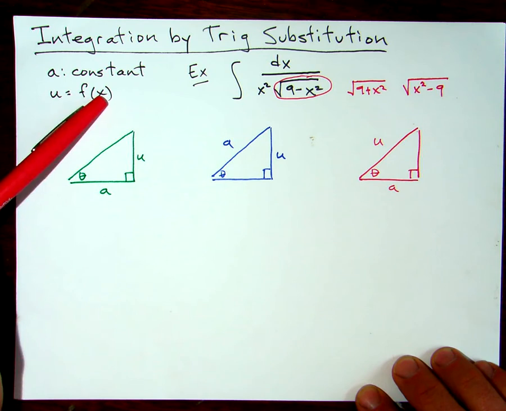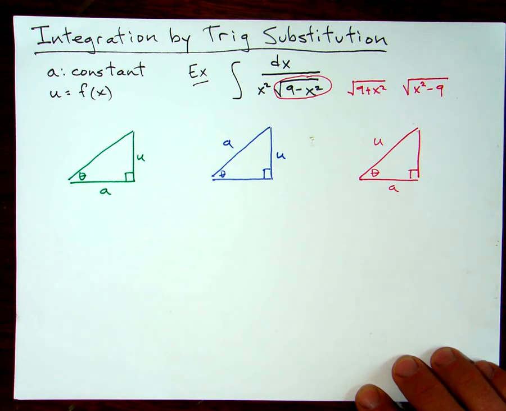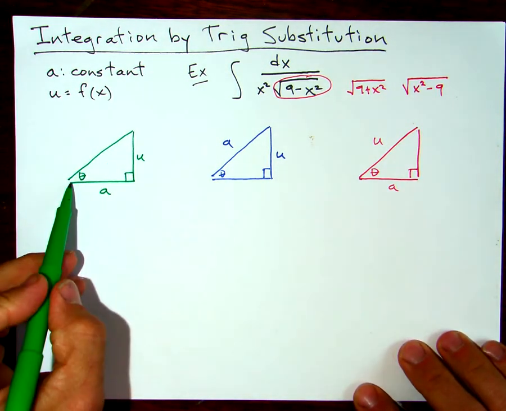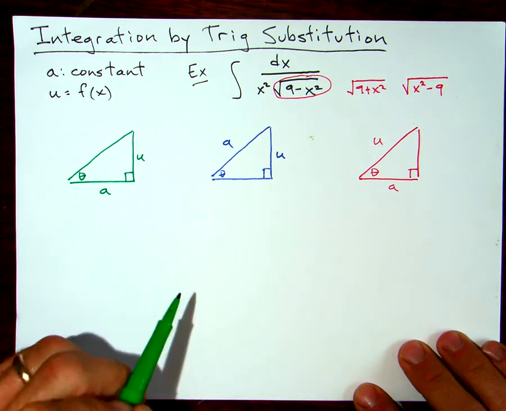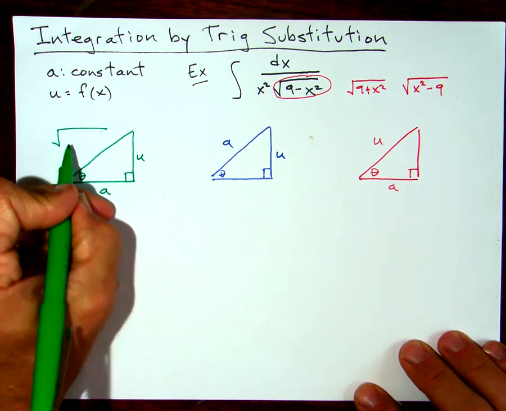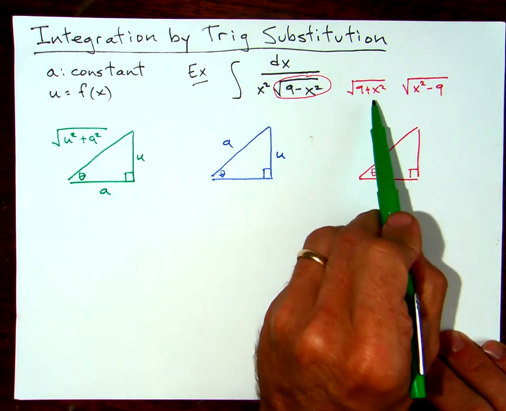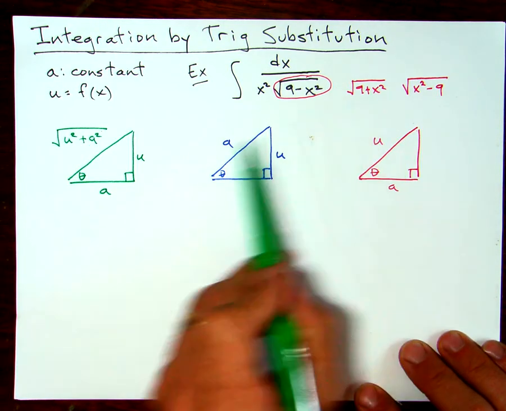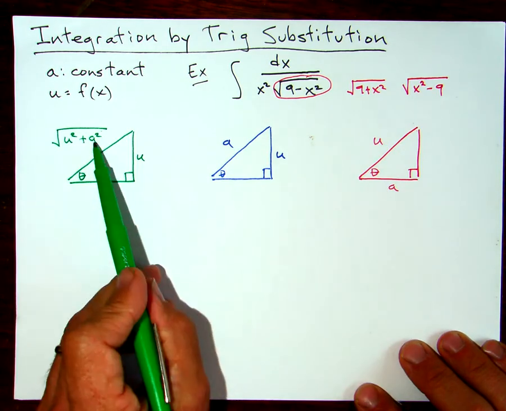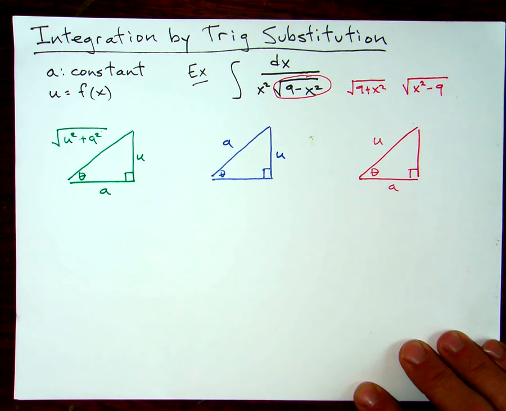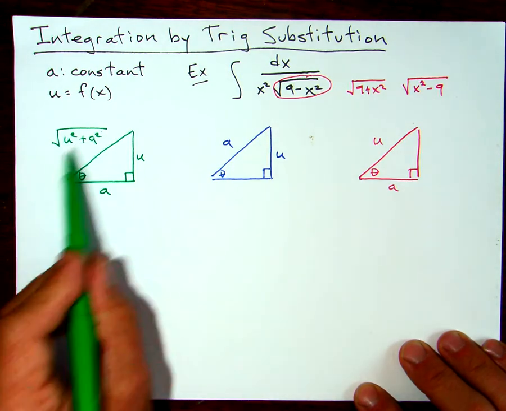So let's just take a look at this first example. This is probably the most basic one, where I have u on the opposite side and a on the adjacent side. So by the Pythagorean theorem, we know that the hypotenuse is the square root of the sum of the squares of the sides. So the square root of u squared plus a squared. So something like this, then u would just be x, and since this is a squared, a would just be 3. It would be the square root of 9. All right, so there's our hypotenuse.